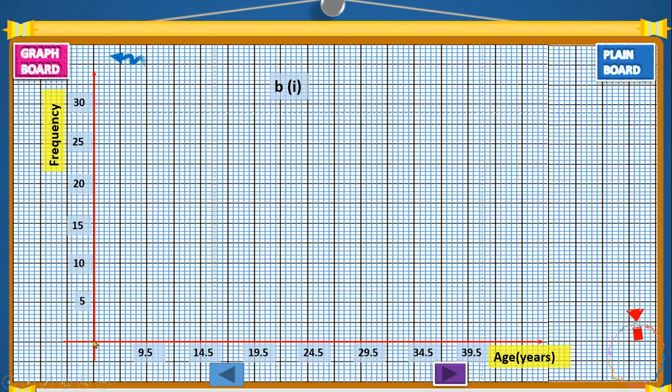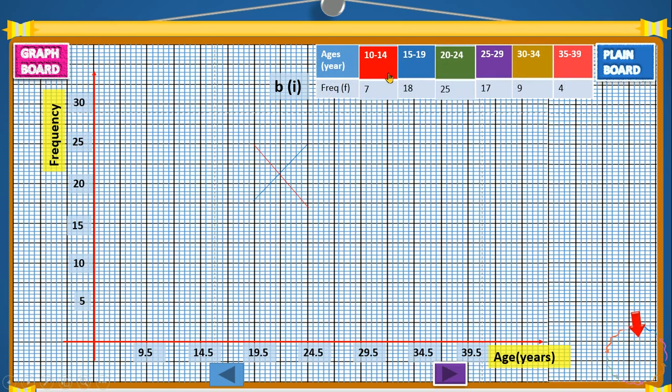Now, in the first 2 centimeters, you have 10 small squares. 2 small squares will give us 1. This will be 1, and then you have that up to 5 here. Here we have 2 centimeters representing 10 units. Each small square is equal to 1 unit. Now, using that, we are going to draw the histogram.